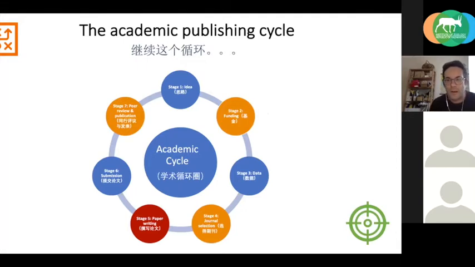We are talking about the academic publishing cycle. So moving from that ideas phase through the funding stage, data collection, journal selection, which should happen ideally before paper writing in efficient academic publishing, paper writing, submission, which is our discussion today, and peer review and publication. And the point of this slide really is just to illustrate that this is an endless process. We keep doing it, we keep writing, we keep publishing, we keep going with the cycle, the academic publishing cycle.